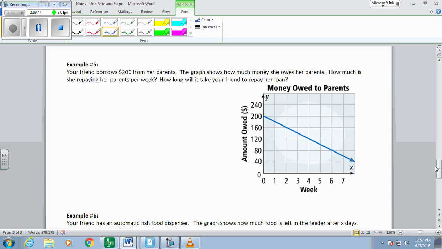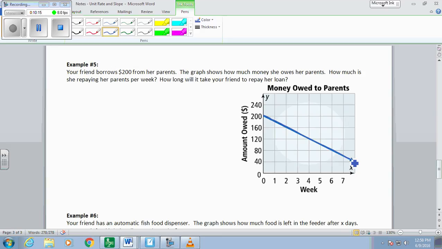Stopping and thinking about this one for a second, I notice that my graph does not go through the origin to start, but it is a straight line, which is telling me that even though it doesn't go through the origin, I'm still going to be paying back incrementally each week the same amount. And since it is a negative slope, the money over time that she owes her parents should be getting less.